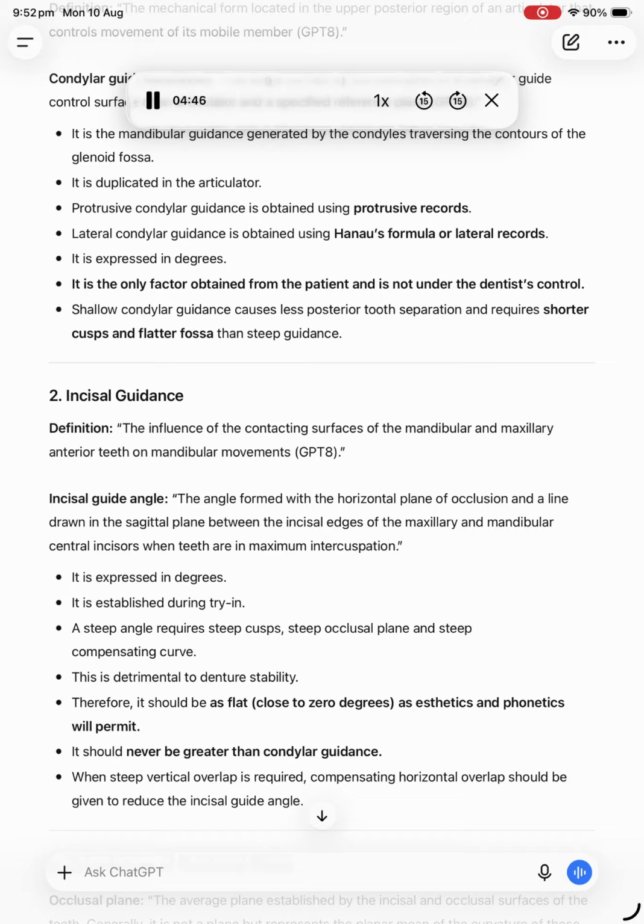Number 2. Incisal guidance definition. The influence of the contacting surfaces of the mandibular and maxillary anterior teeth on mandibular movements, GPT-8. Incisal guide angle: the angle formed with the horizontal plane of occlusion and a line drawn in the sagittal plane between the incisal edges of the maxillary and mandibular central incisors when teeth are in maximum intercuspation. It is expressed in degrees. It is established during try-in.